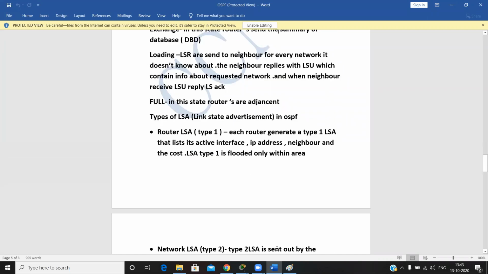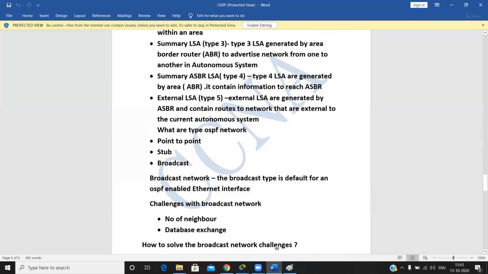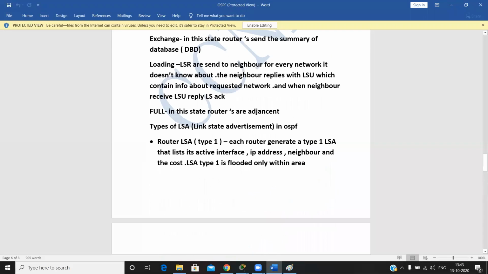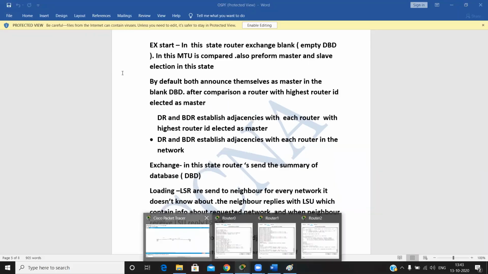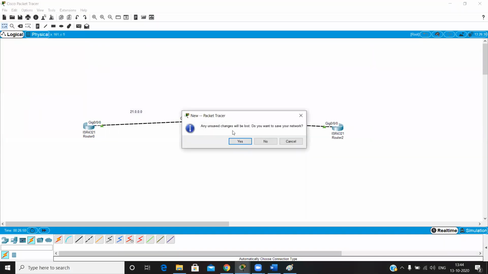Any doubt or any question about all this theory part? Anyone? Hello. No, Ankit. Now we can do the ABR practical.